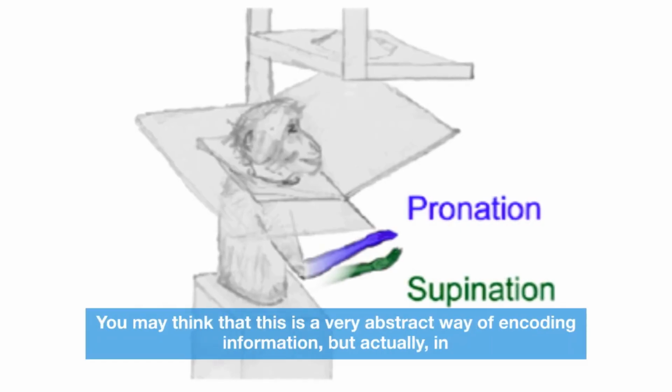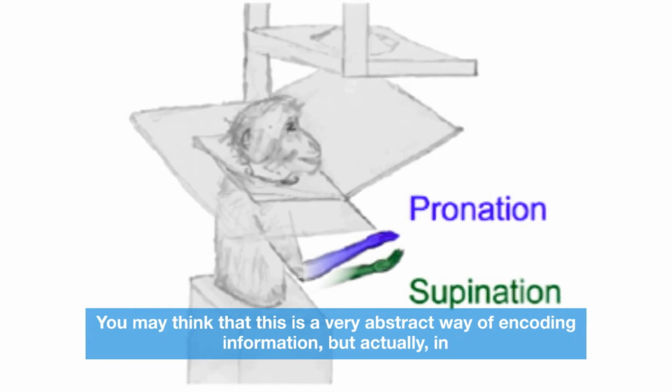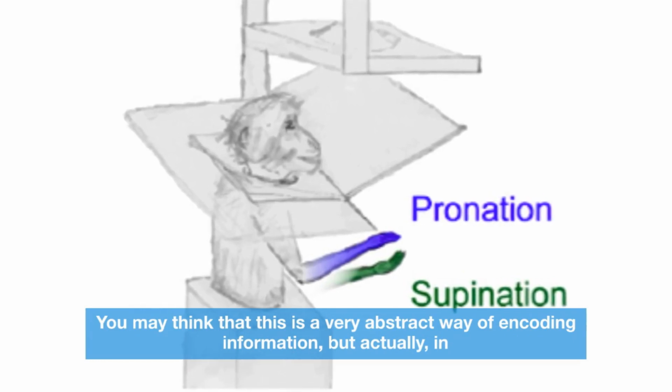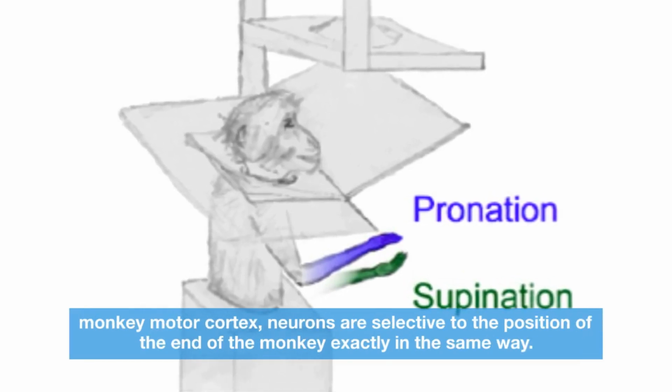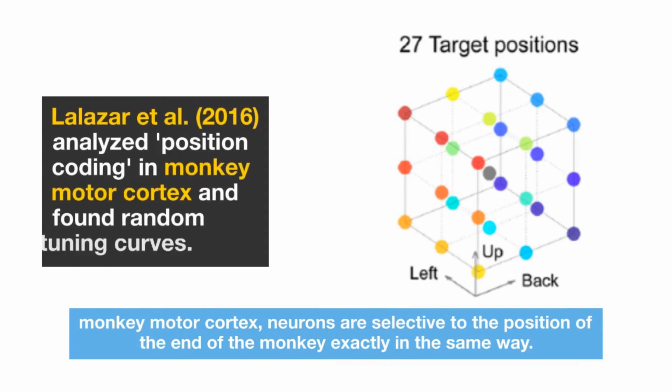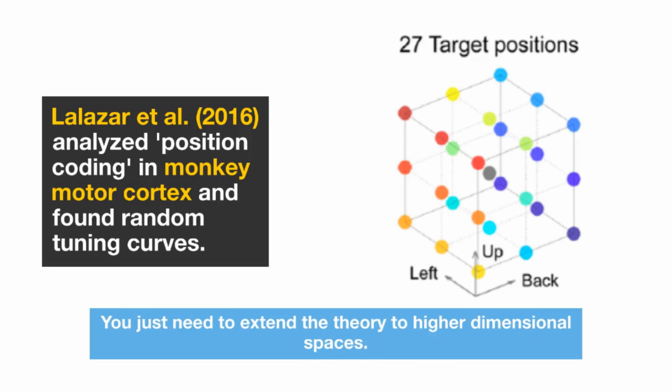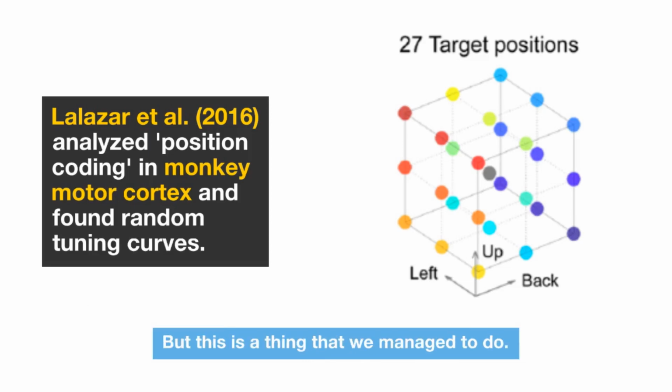You may think that this is a very abstract way of encoding information, but actually, in monkey motor cortex, neurons are selective to the position of the hand of the monkey exactly in the same way. You just need to extend the theory to higher dimensional spaces, but this is something that we managed to do.